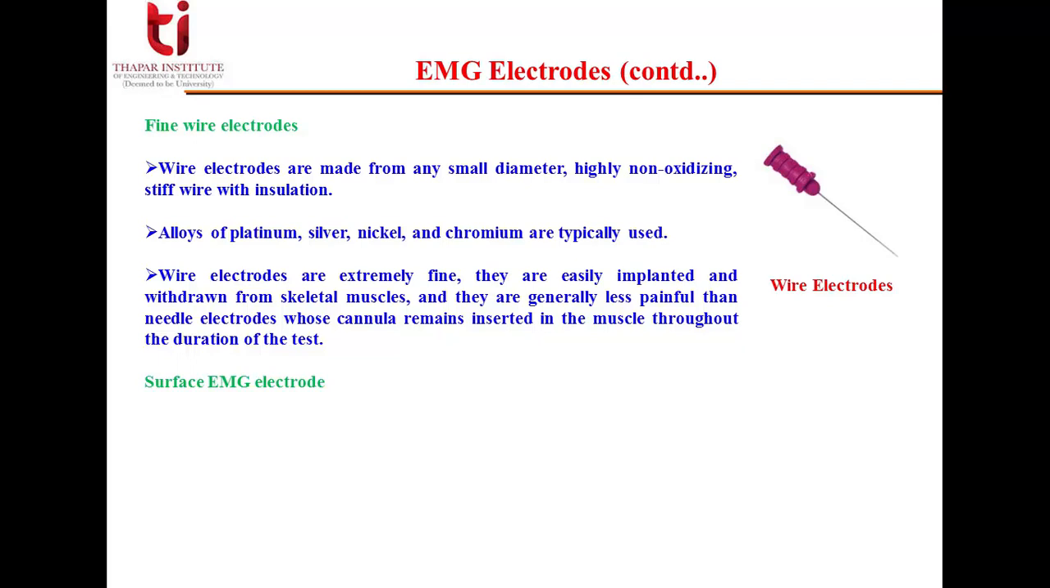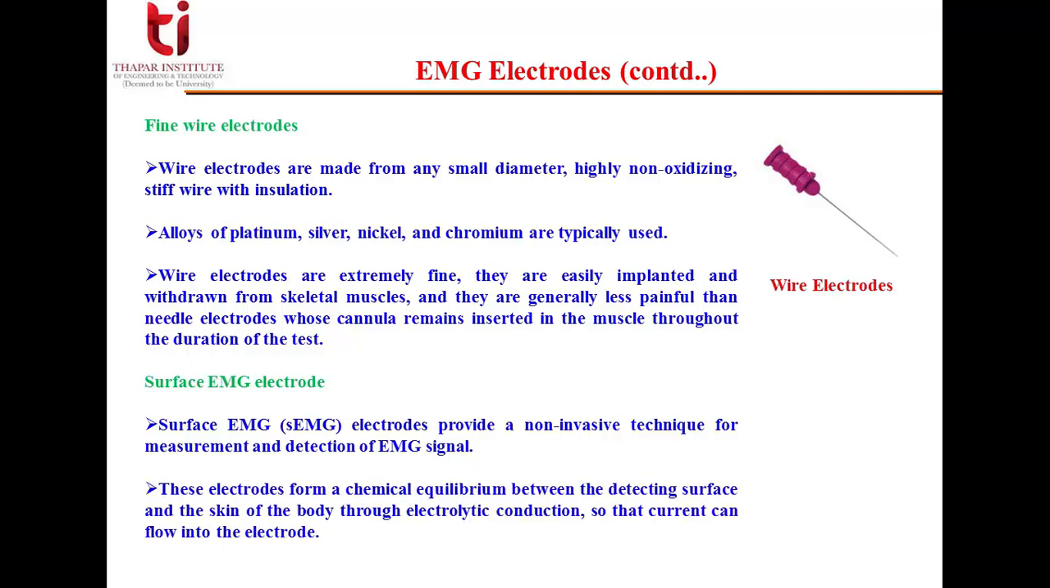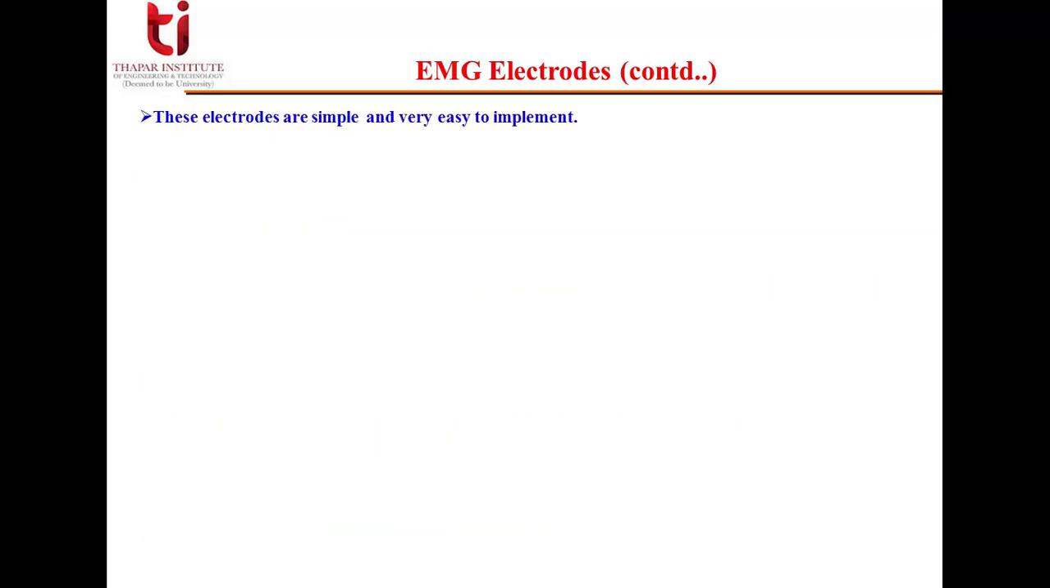Then next are surface EMG electrodes, which we also call SEMG electrodes. These electrodes provide a non-invasive technique for measurement and detection of EMG signals. They form a chemical equilibrium between the detecting surface and the skin of the body through electrolytic conduction, so that current can flow into the electrodes. These electrodes are very simple and easy to implement.